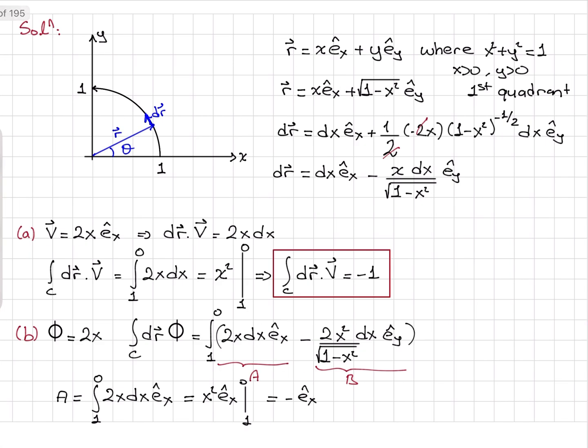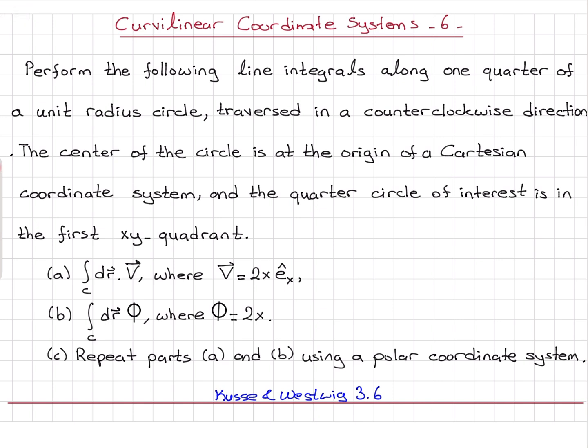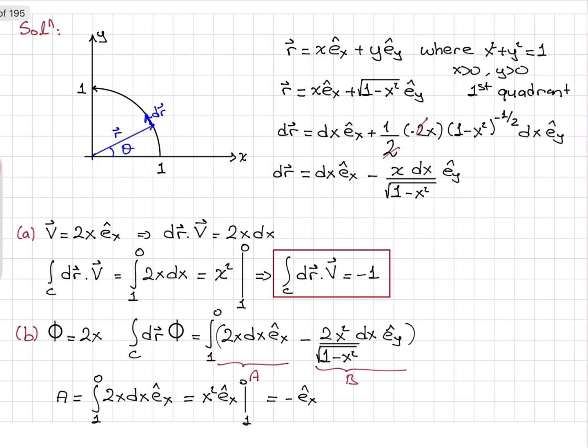Okay, so in this problem we're talking about two contour integrals: the dot product of a vector with the displacement vector dr, or a scalar function multiplied with the dr vector. Vector v is 2x ex hat, and the scalar function is 2x. So first I have worked on this contour that was defined to me, which is on the xy plane, on a unit circle going from x equals 1 to y equals 1. It's in the counterclockwise direction.